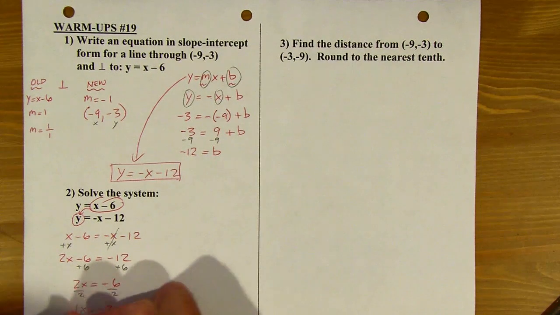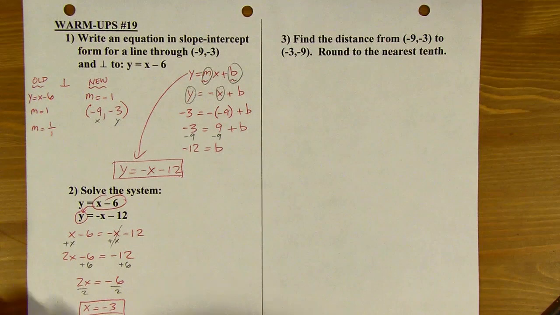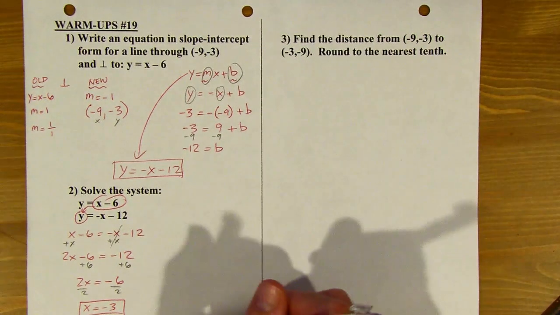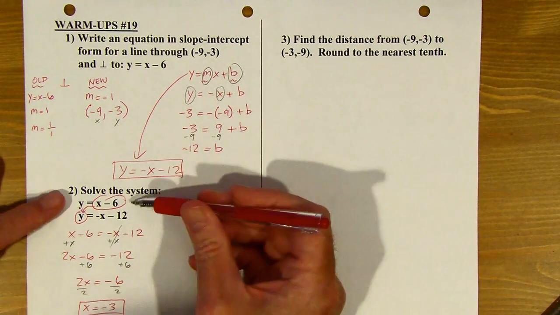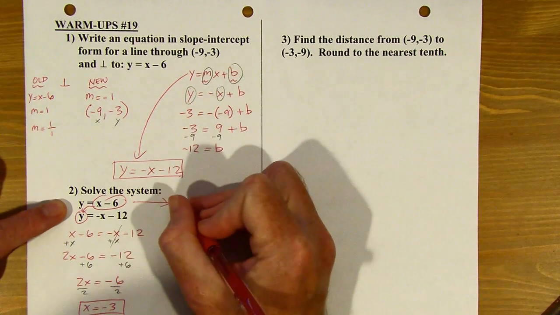Okay, now, tempting to just move on to the next problem, but I still need a y, right? I'm looking for where these two lines intersect. They'll intersect at an xy pair. So don't forget to find the y as well. So I'm going to go back to one of the original equations. It actually doesn't matter which one. I'm going to use this one.